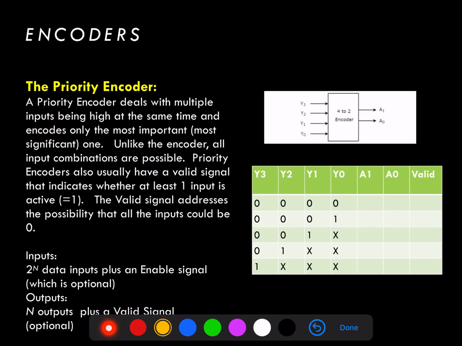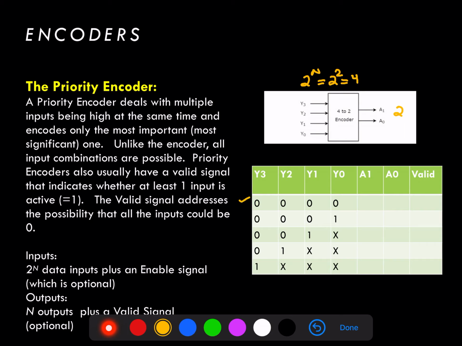A more complex version of the encoder is the priority encoder. And what it does is it also takes 2 to the n inputs, here shown as 2 to the n equal to 2 squared, or 4 inputs, to n outputs, or 2 outputs in this example, but it does so by allowing for a few more different cases than the basic encoder.